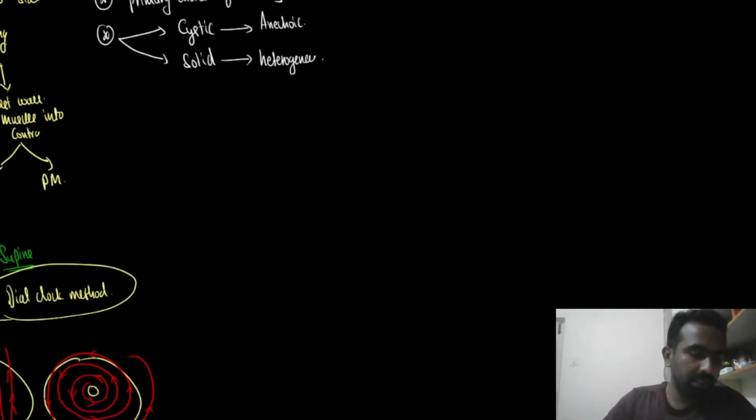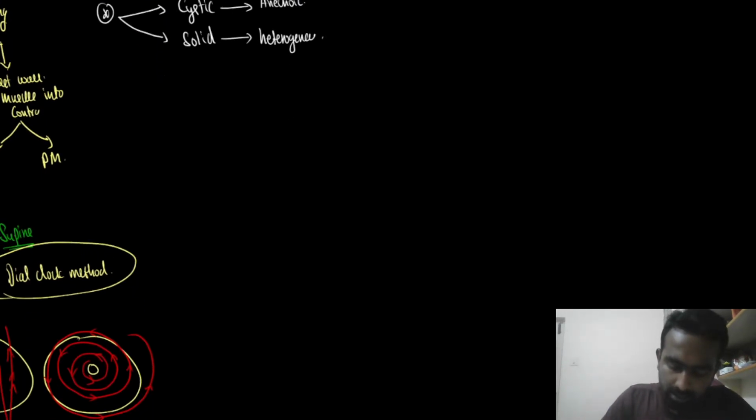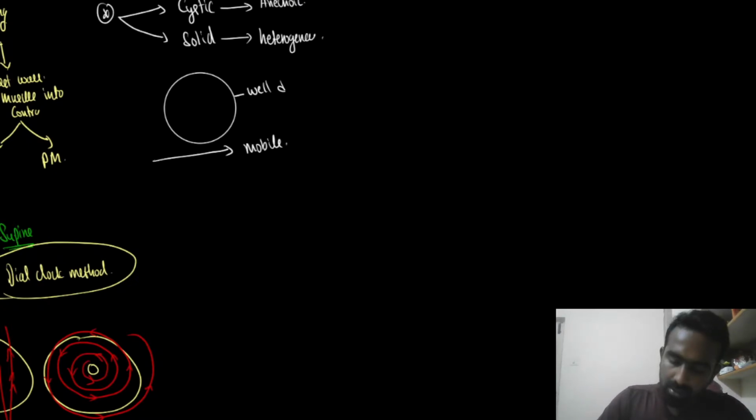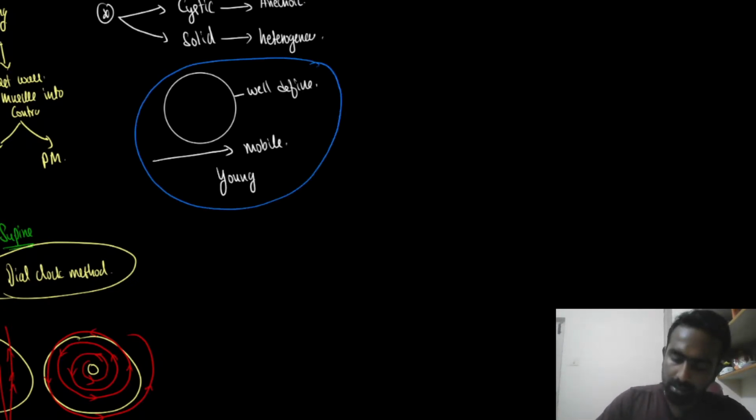If you see a clearly outlined, well defined solid mass, which is usually mobile, and the patient is young, what is it? Yes, it could be a benign lesion, probably a fibroadenoma.